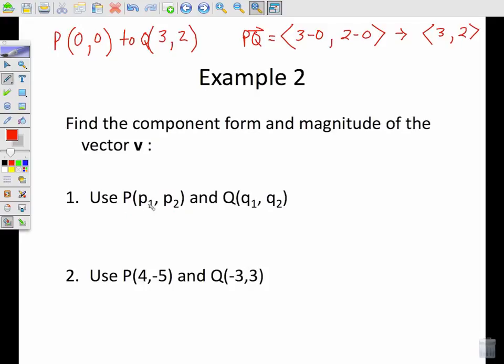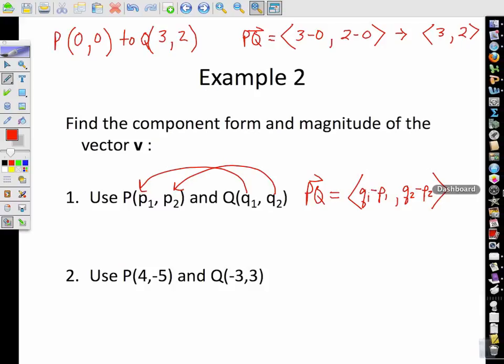All right, so here's how we actually find, or we can have a formula for it, find the component form and the magnitude of vector v. So component form right here would be the vector pq in component form would equal q1 minus p1 comma and q2 minus p2. And that's how it looks.